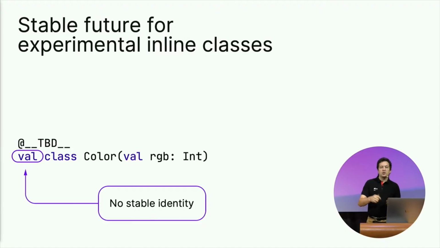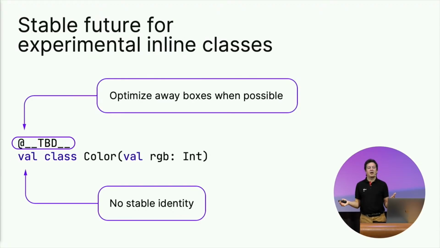But we also compile them in some special fashion. We flatten those classes into the other classes, we pass them without boxing to the methods. We return them from methods without boxing. And we can express this with some kind of annotation that basically says optimize away boxes whenever possible.